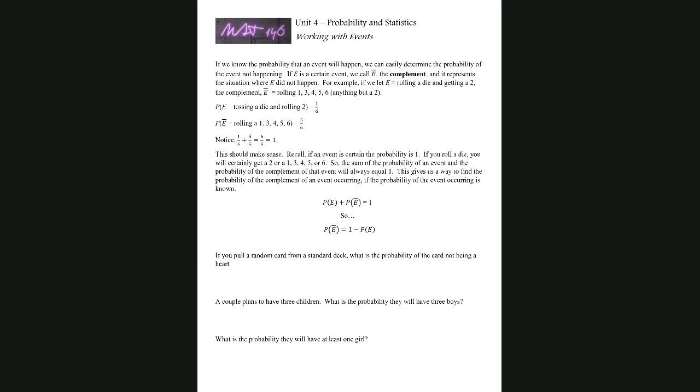So if we know the probability that an event will happen, we can easily determine the probability of the event not happening, so the opposite of that. So if E is a certain event, we call E with a bar over the top the complement, and it represents the situation where E did not happen. For example, if we let E be the event of rolling a die and getting a 2, the complement, or E complement is what we usually say, is rolling a die and getting a 1, 3, 4, 5, or 6. Anything but a 2.